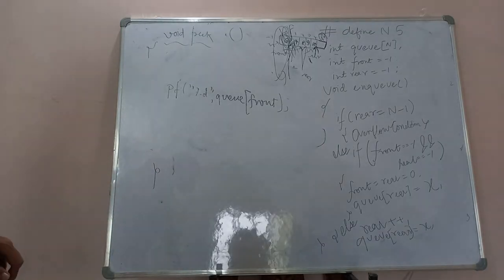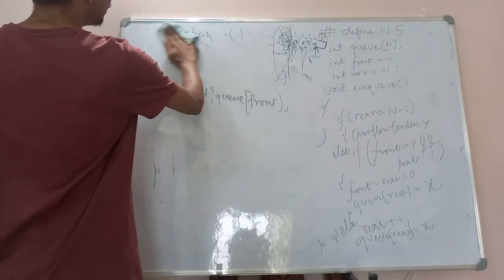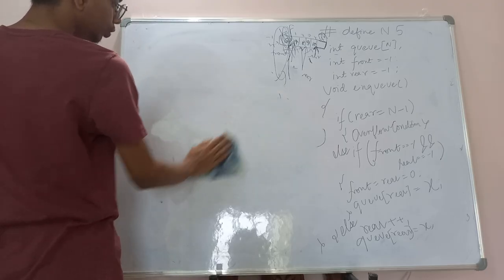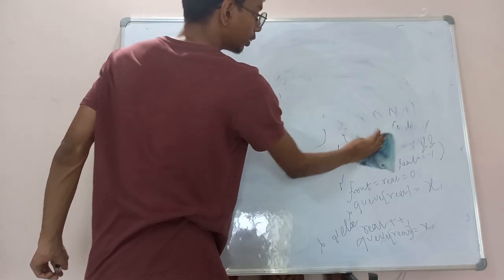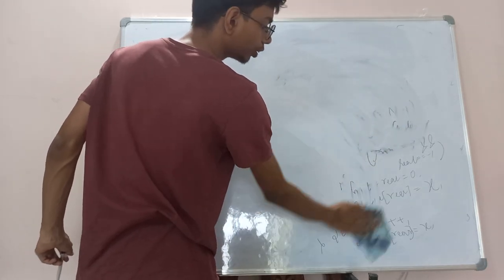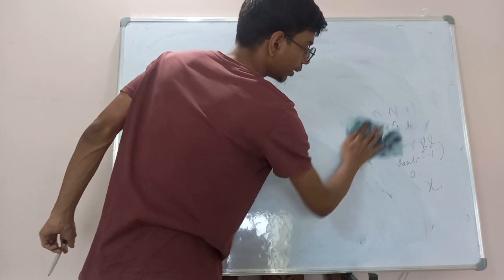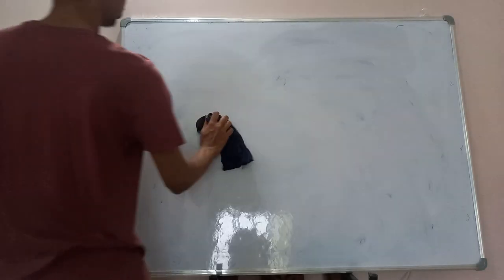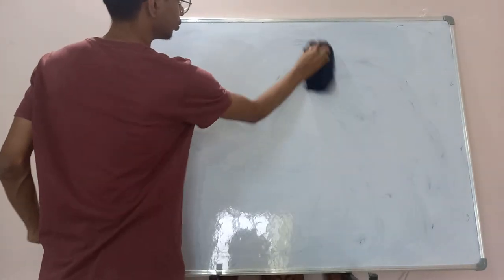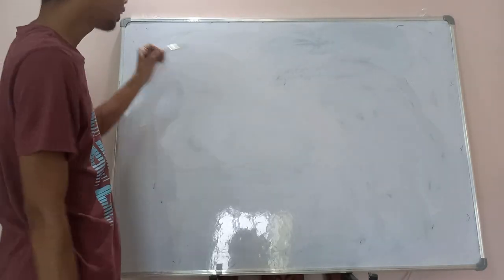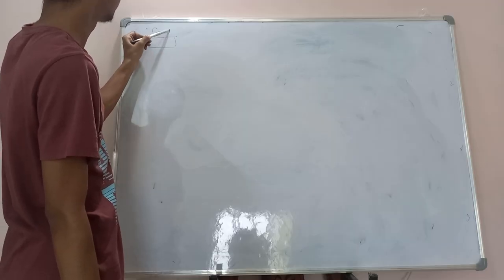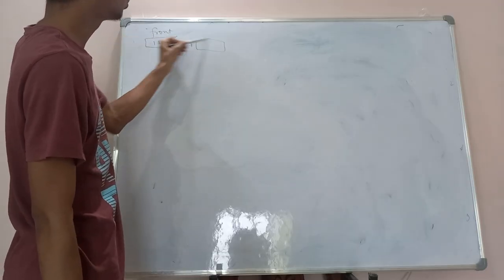Now let me erase this. We will now be discussing how to implement a queue using a linked list, right? So let me erase this first. First of all, let's discuss what it will be in a linked list, right? I will have a pointer which is front, right? Front will point to my first node.